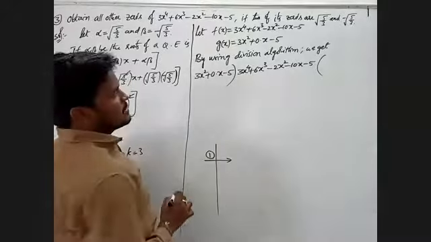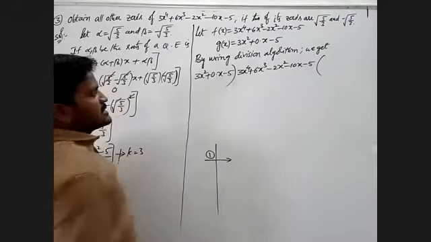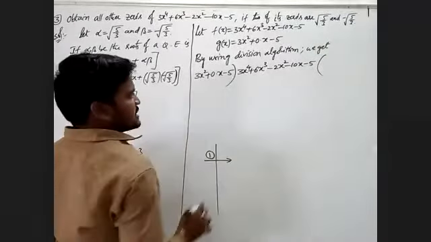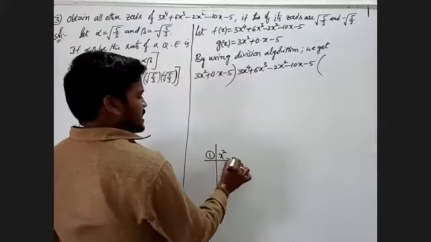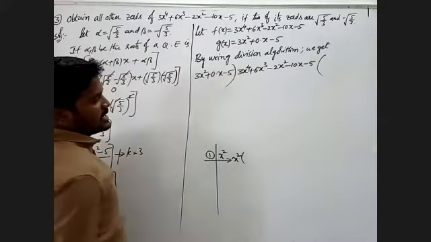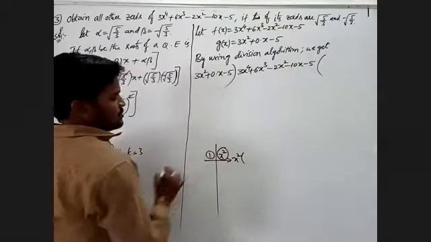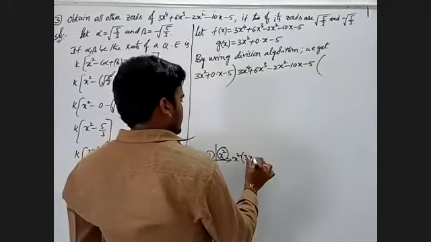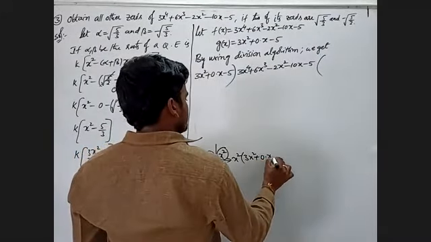First I will take step 1. The value is 3x square. This is the value is 3x power 4. First one can multiply by x square. That is x square into 3x square plus 0 into x plus 5.